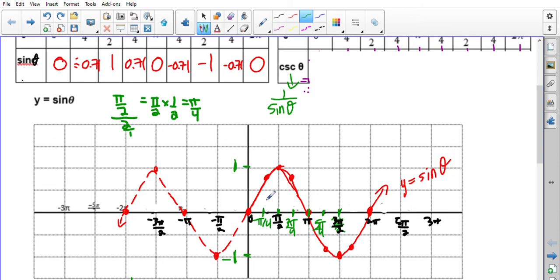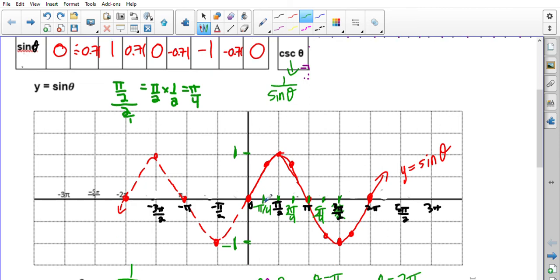And with counting, if that's 1 pi over 4, this is 2 pi over 4, which reduces to pi over 2. This would be 3 pi over 4. This here would be 4 pi over 4, which reduces to pi. And this would be 5 pi over 4, and here would be 6 pi over 4, and then it would keep going, right? This would be 7 pi over 4, 8 pi over 4, which is 2 pi.